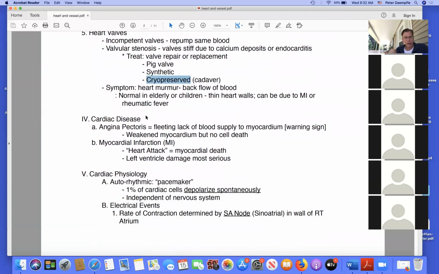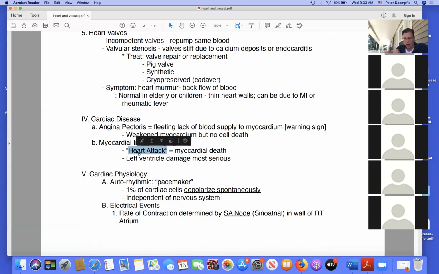Angina pectoris is chest pain due to fleeting blood supply to the heart. It's a warning sign usually. The myocardium's weakened, but it doesn't mean you're dying. Chest pressure should always be analyzed. I mean, sometimes it's gas, sometimes it's stress, but ultimately you want to avoid the heart attack.